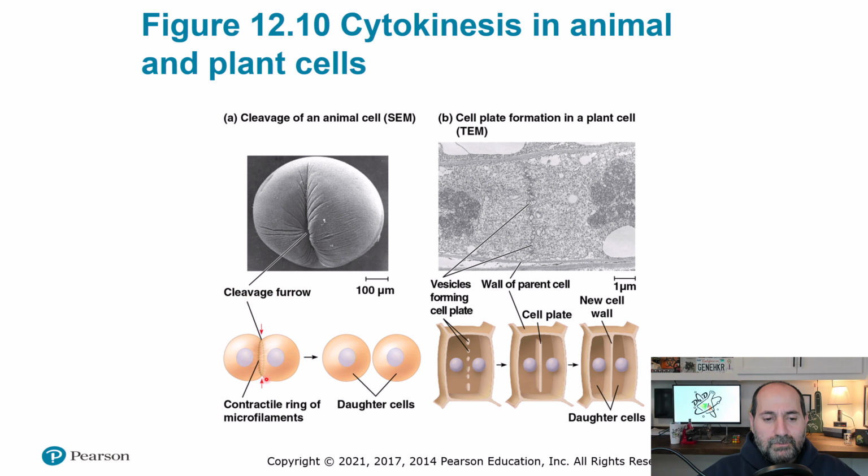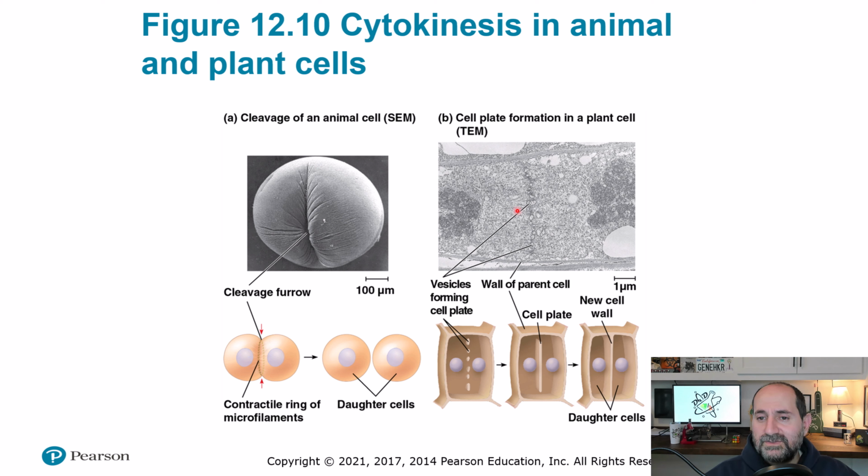And remember when we learned about microfilaments? Microfilaments are actually responsible for producing the cleavage furrow. Isn't that interesting? Microfilaments form what's known as a contractile ring, and that contractile ring is responsible for forming the cleavage furrow. There's this constriction that occurs until you have two daughter cells that are separated from one another. And again, this is occurring in animal cells.